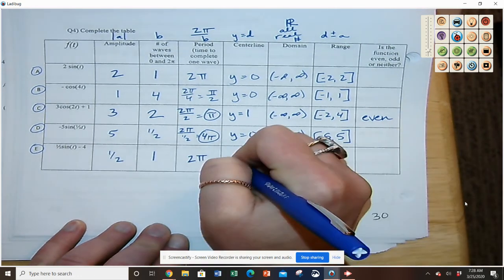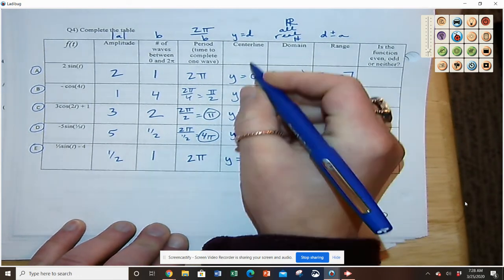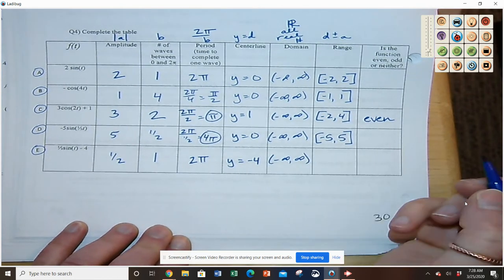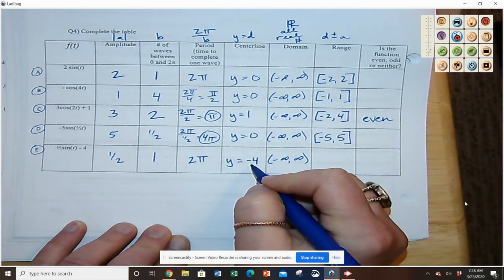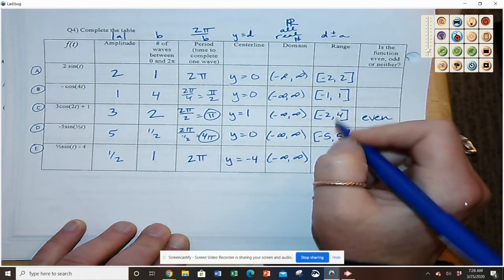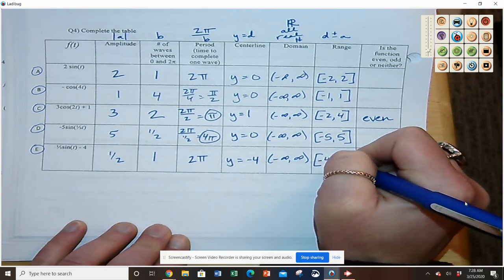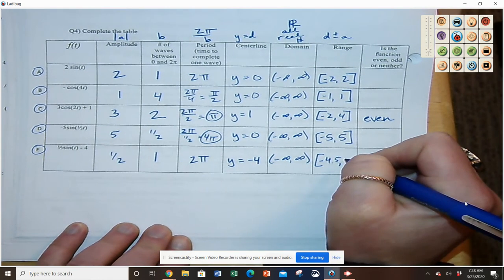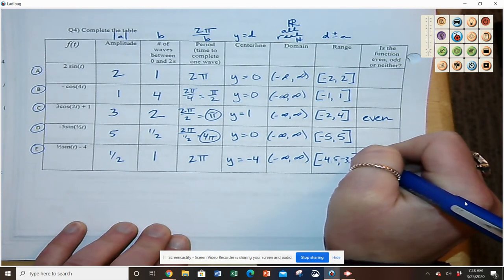Your center line is y equals -4. Make sure you write the center line as an equation. That's important. And then you're going up 1/2 from the -4 and down 1/2. So you're going to start at -4.5 and go up to -3.5 inclusive.